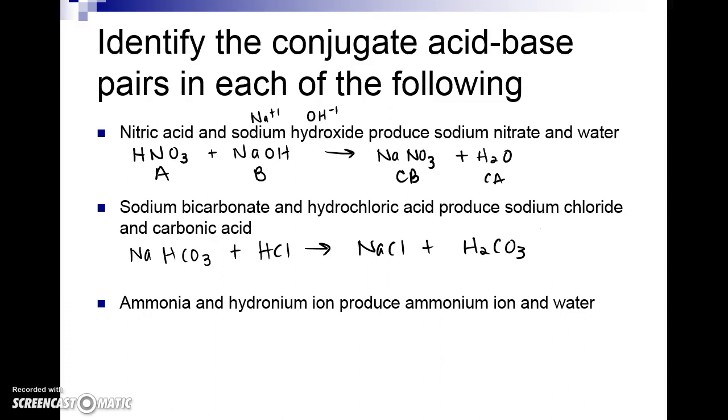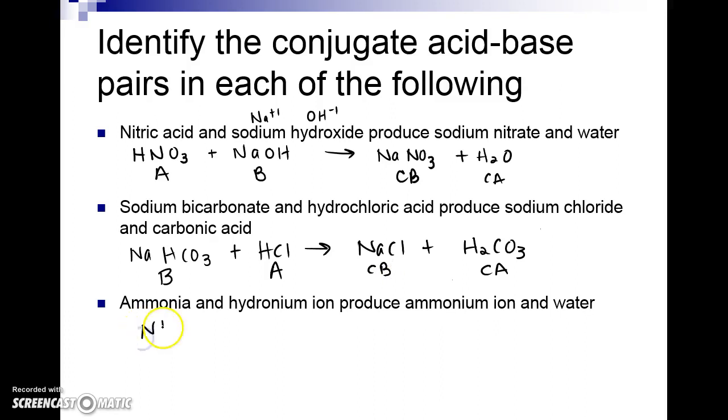Okay. My acid is going to have my hydrogen in it, HCl. This is going to be my base. This is going to be my conjugate acid, because it's the particle that's formed when it acquired a proton, which it did, acquired this proton here. And this is going to be my conjugate base.